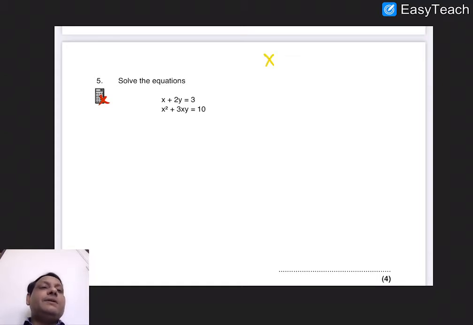So y is equal to what here, we will solve from here, y is equal to 3 minus 2x. So this is a simultaneous equation, or you can say the equation of a line, and the other equation is x square plus 3xy is equal to 10. So practically we are going to replace y or x, it is up to you.